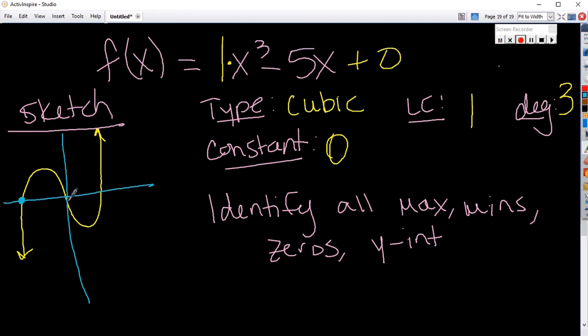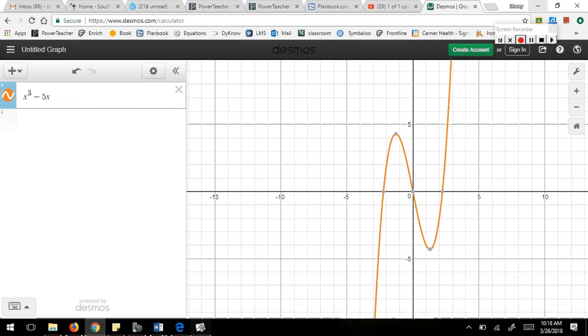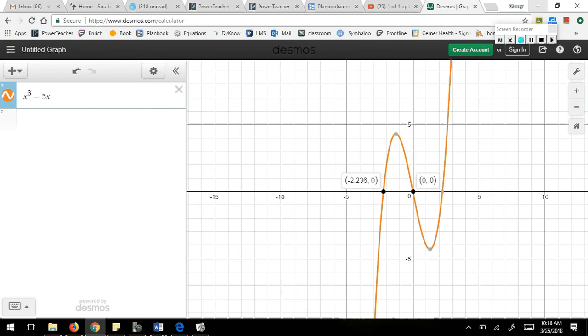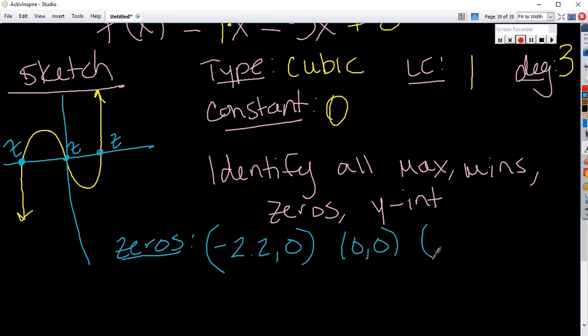Here, what I'll probably do is mark them as zeros with a Z. But then I'll come down on my paper and say the zeros are, well, if you go back to your graph, they're very easy. You just click on that point. Negative 2.2, you can round to the 10th place. Negative 2.20. What'd you get for the next one? 0, 0. How about the other? 2.20. Easy enough so far? All right, so that's the zeros.